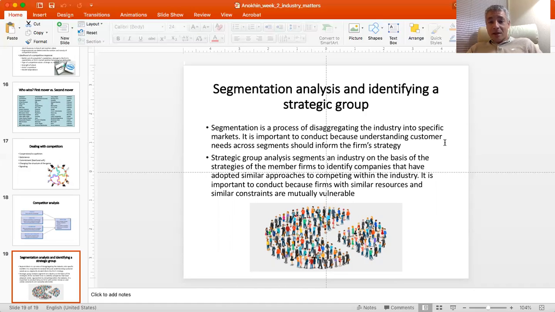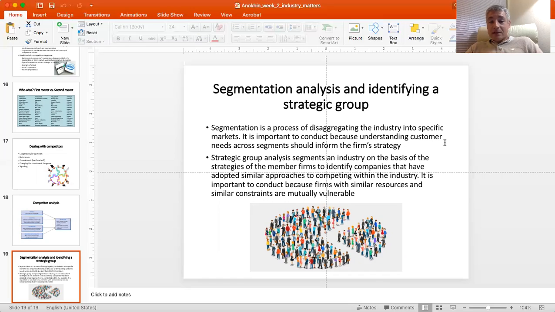Right? There are some segments that are fairly insulated from competition. You find one of those, you're fine. So you do this segmentation by disaggregating the industry into specific markets. And it's important to conduct it because understanding customer needs across segments should inform your strategy, what you should be concerned about and what you shouldn't be concerned about.